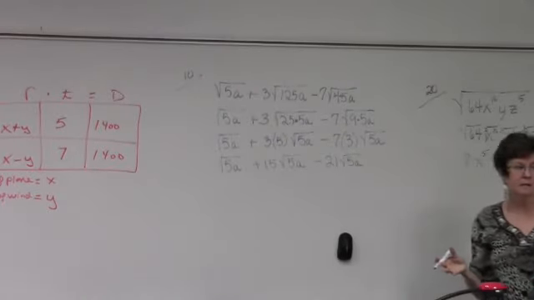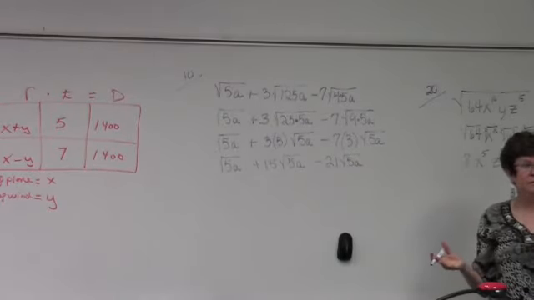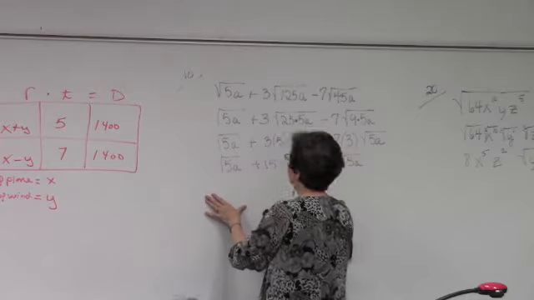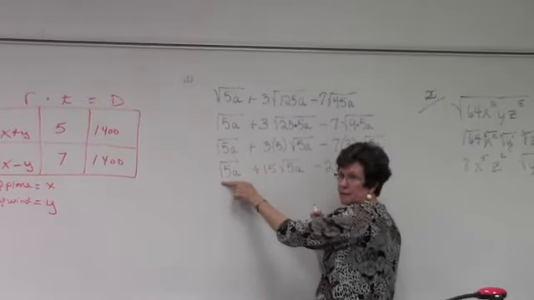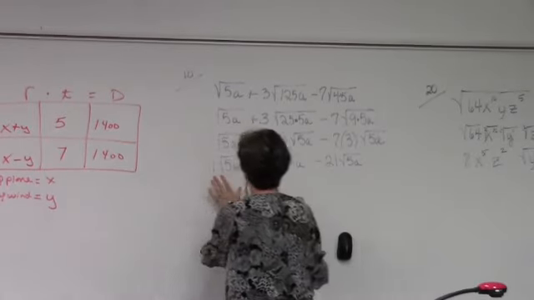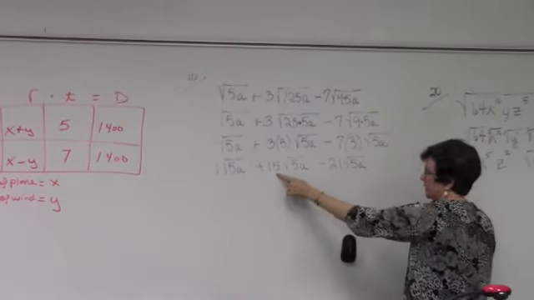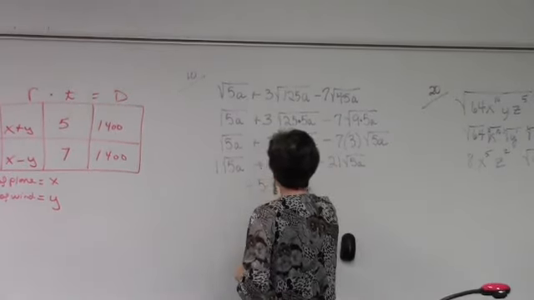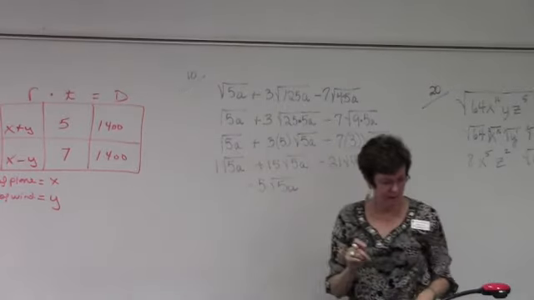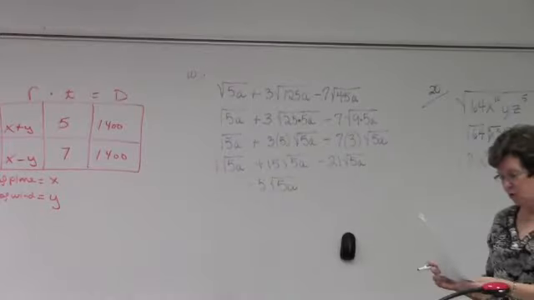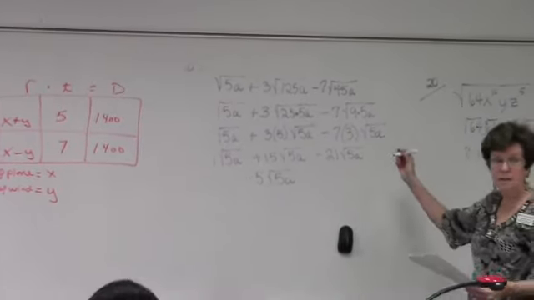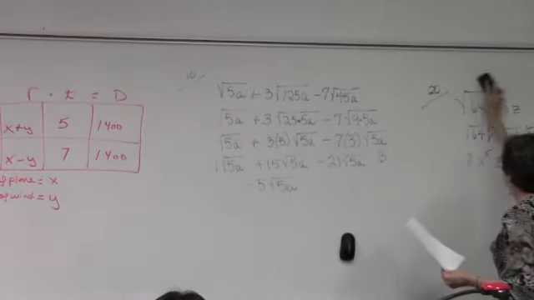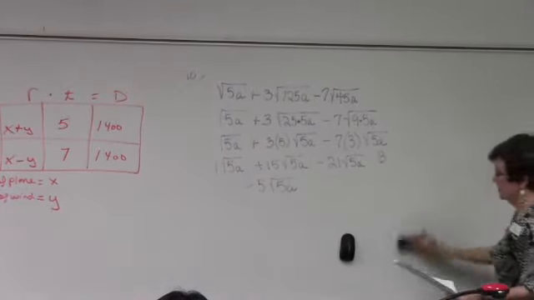So look at all the radicals. They're all the same, aren't they? So how do I combine these then? The outside. What am I adding? The outside. And what's in front of this one? One. So I have 1 plus 15, 16 minus 21. Negative 5 square root 5a. And that is answer choice B. Any questions? Is that okay?